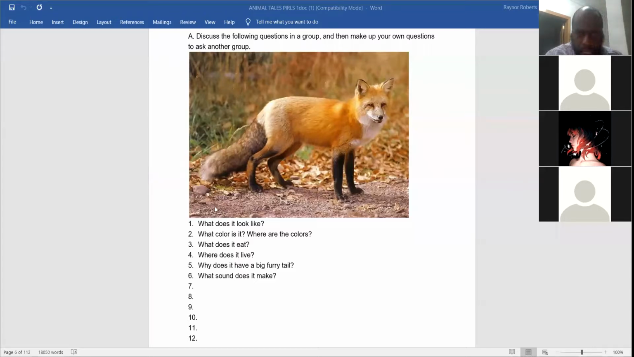All right, good. So we got a couple words on the book. Let's look at one more thing. Now, the fox. The fox is an interesting animal.